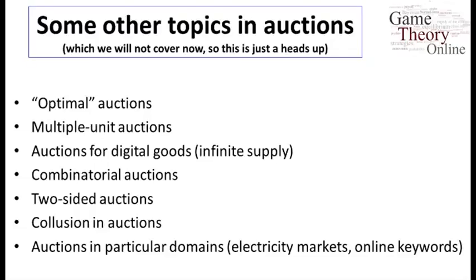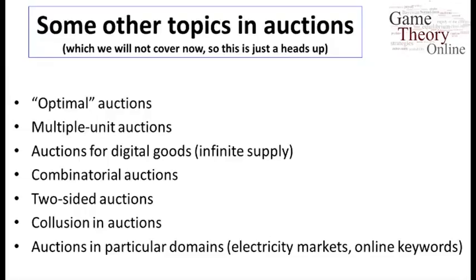Yet another topic is collusion in auctions. We have so far assumed that all agents are selfish or self-motivated but independent. Well, what happens if two bidders or a set of bidders, a ring, decide to collude in an auction? Can they somehow artificially bring the price down or make it inefficient and so on?